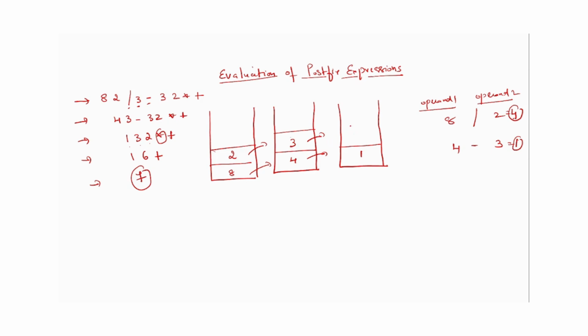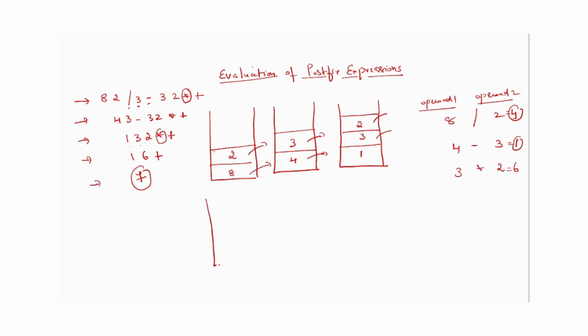And now after minus, I have 3, I have 2. I will stop because now we have encountered multiplication. Now what is the top? What should I pop out now? I should pop out 2 and 3. So 2 would be operand 2, and 3 would be operand 1. And what is the operator? Multiplication. That would be 6 here.